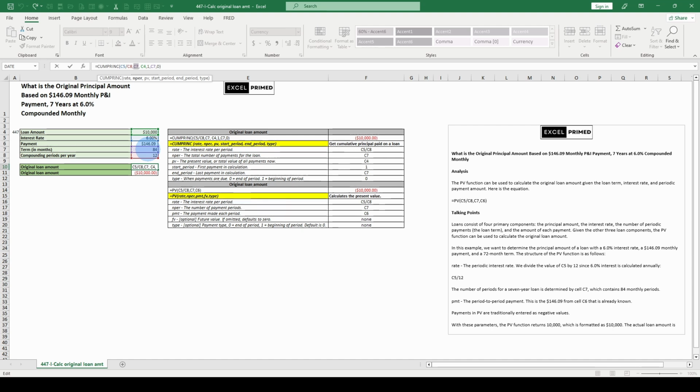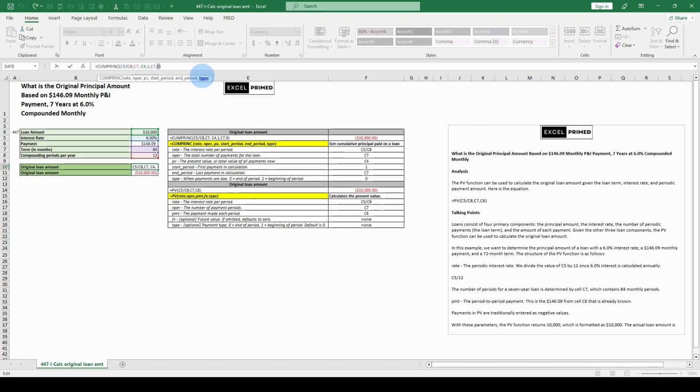For example, if it was compounding on a daily basis, you would take 7 times 365. That way, whoever's reading the information can identify what you're attempting to get across. C7 is the number of periods, as I mentioned. PV, that's going to be C4, 10 grand. Your start period, 1. Your end period, C7, should be 84.